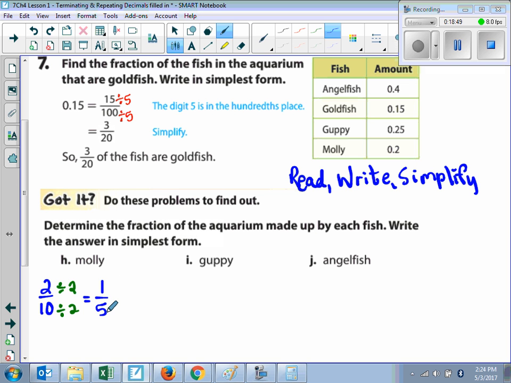For guppies, that's 0.25. So read correctly, that's 25 hundredths. So written as a fraction, that's 25 over 100. To simplify, we can divide by 25 in the numerator and in the denominator. And when we do that, we end up with 1/4.